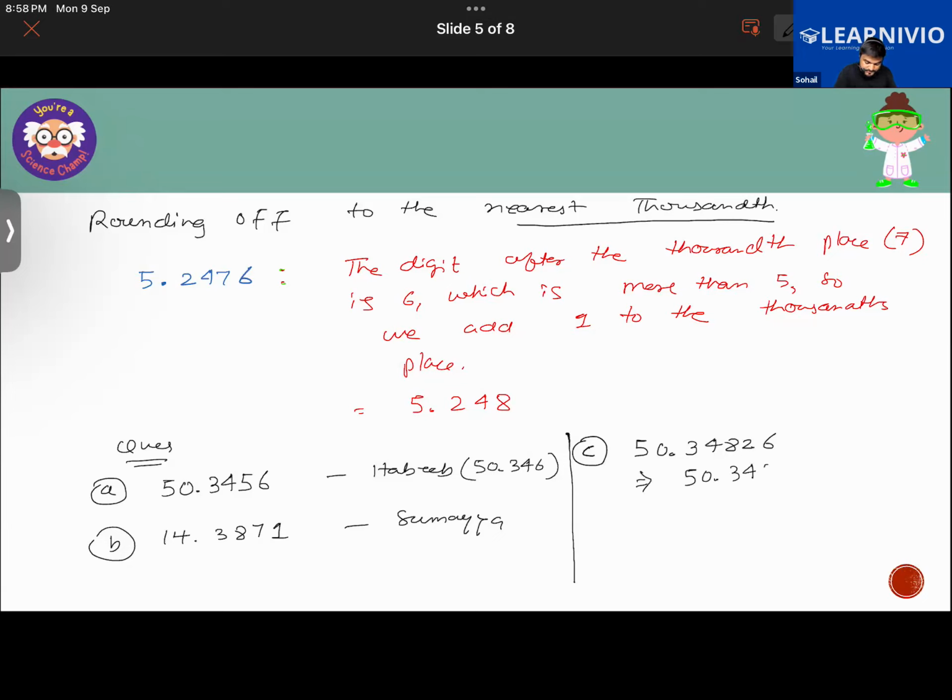Sir? Yes, Sumaya? I found the answer, but I don't know if it's correct. Okay, just tell me the answer. The answer is 14.386. Why will it be 6? Look at this number here, 1. It is less than 5 here, so it will be rounded down. You're not going to add 1 to 7, but neither are you going to subtract 1 from it. If it is less than 5, it doesn't mean that from 7 you will subtract 1. It will be left untouched, like it will be 14.387 only.